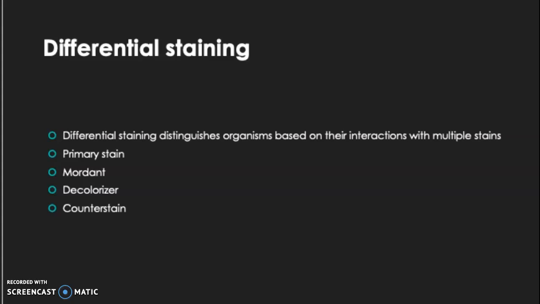The primary stain is the first stain, and it colors all the cells. The mordant augments binding of the primary stain. The decolorizer removes the primary stain selectively based on the presence or absence of specific characteristics. The counterstain is the contrasting color to the primary stain and stains the decolorized cells.